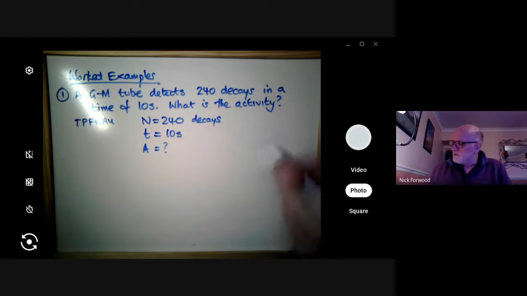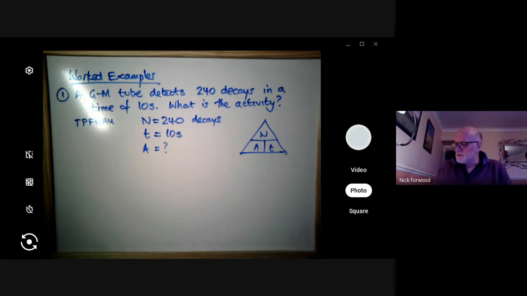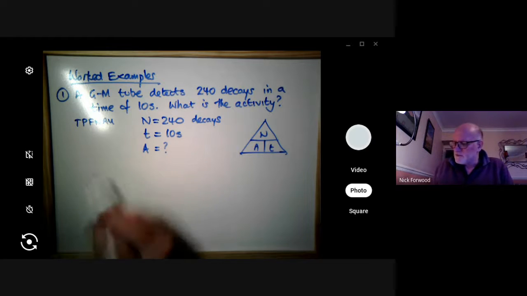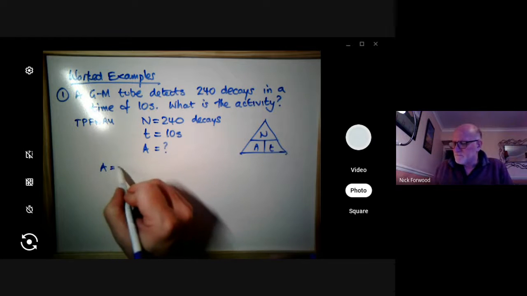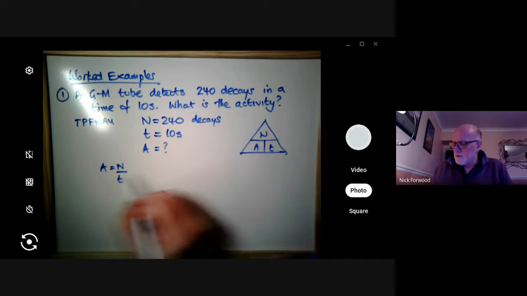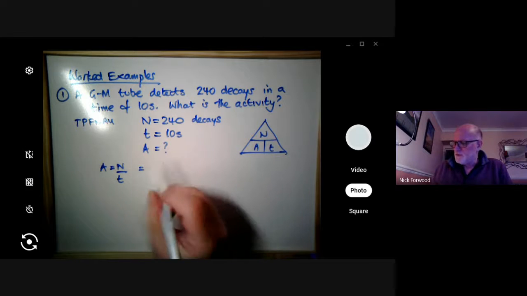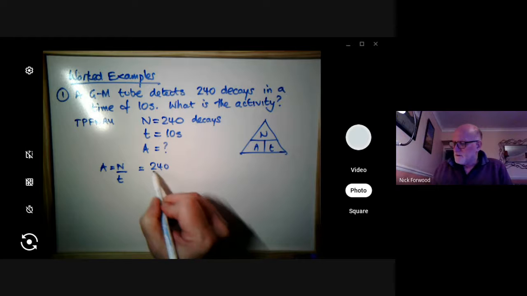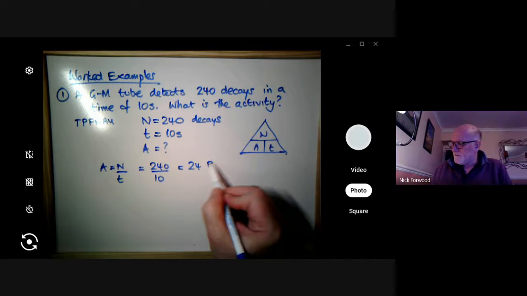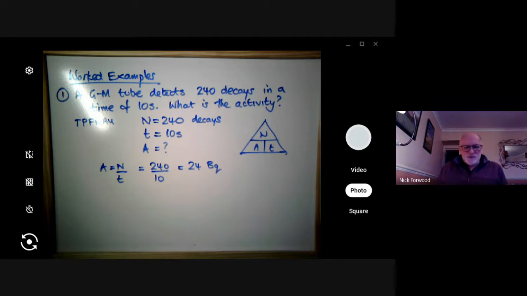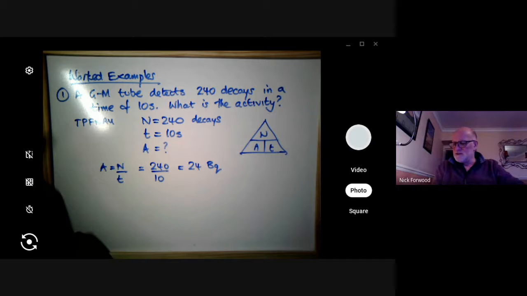And I'm going to use my triangle. This formula is actually given on the formula sheet as well. So you don't need to remember it, you can look it up. So I'm going to write down A is N divided by T, which is equal to 240 divided by 10, which is 24 becquerels. And that's pretty straightforward. We're starting off with some nice, easy stuff here.